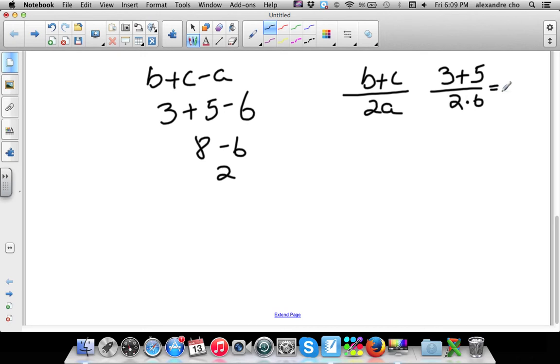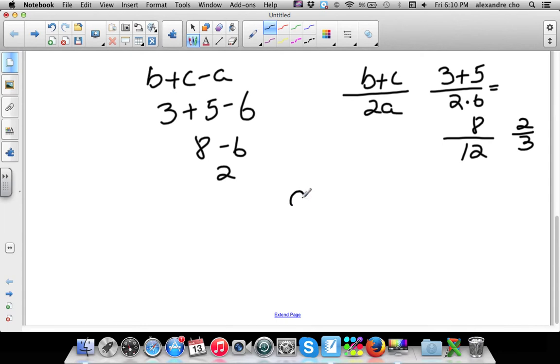Okay, so two different things here. So denominator is 2 times 6, which is 12, and on top 3 plus 5, which is 8. And you can definitely simplify that. Divide top and bottom by 4, you get 2/3. Okay.